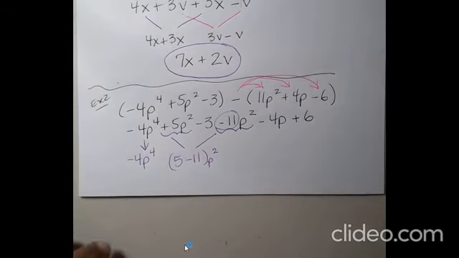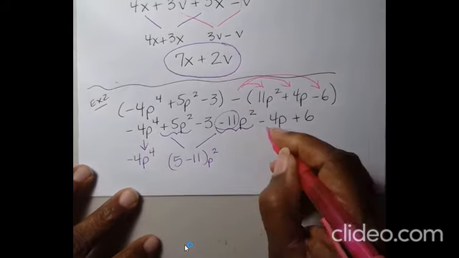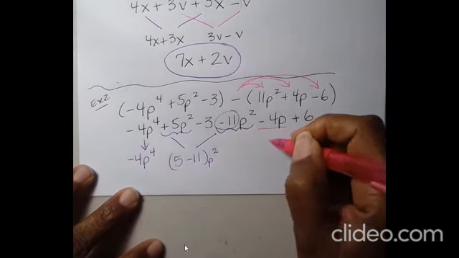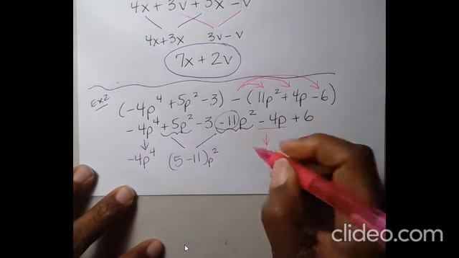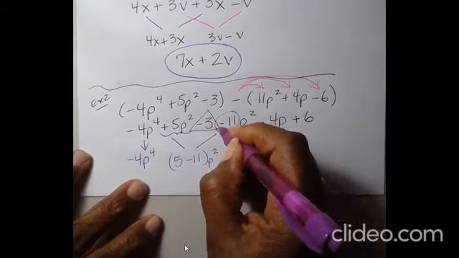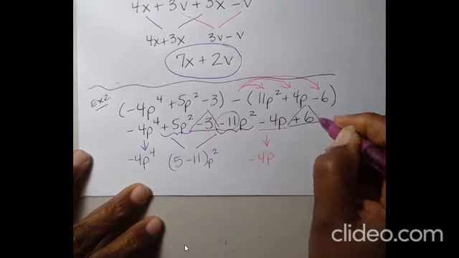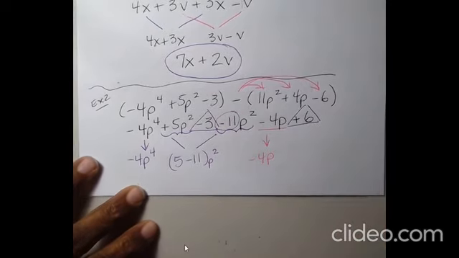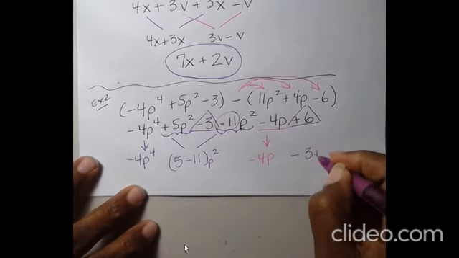Okay, do we have a p? Yes, we do. So I'm going to put a straight line here, and we're going to bring it down, negative 4p. And then we have two sets of numbers. We have negative 3 and a positive 6. Putting a diamond around those two things go together.